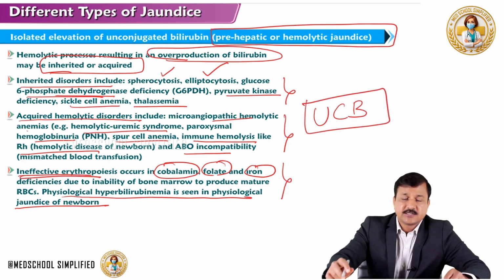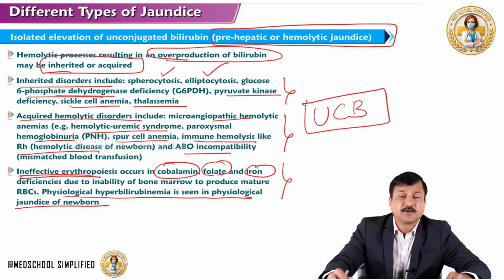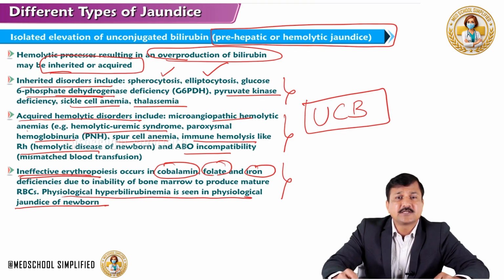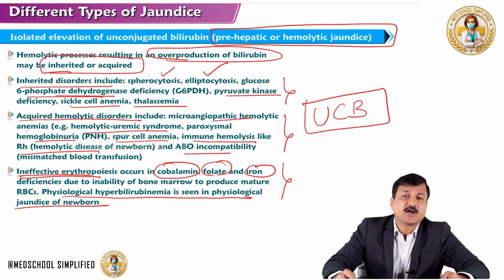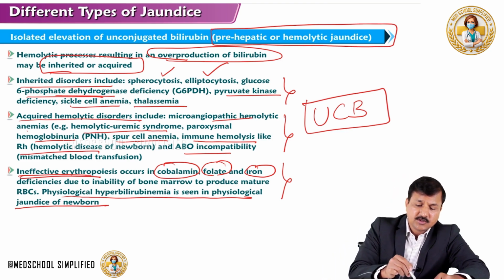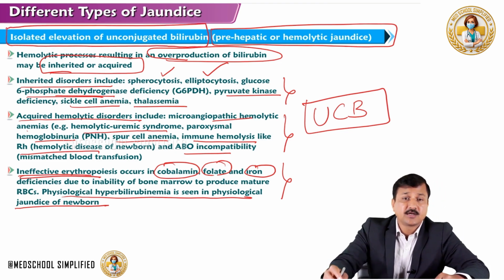Note that all these are the causes for elevated levels or overproduction of unconjugated bilirubin. That means so many red blood cells are dying, and the capacity of the liver to conjugate the unconjugated bilirubin just gets exceeded. Because so much unconjugated bilirubin is carried to the liver, it simply fails to conjugate all the bilirubin coming into the liver. So, that leads to elevation of UCB, unconjugated bilirubin, in the blood. That is the cause for isolated elevation of UCB.